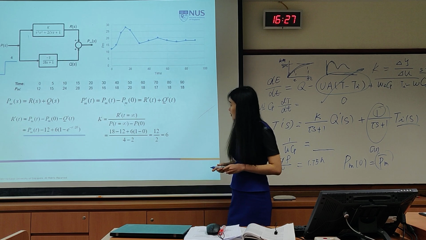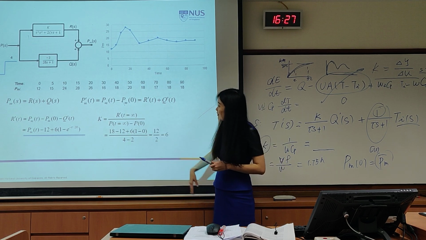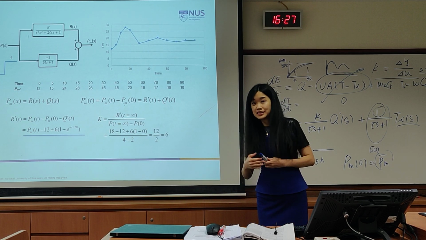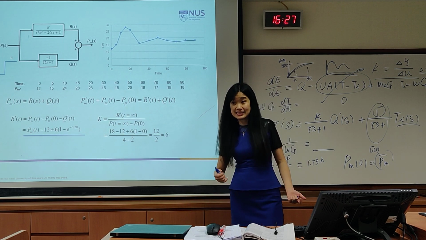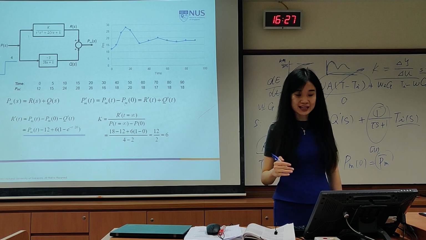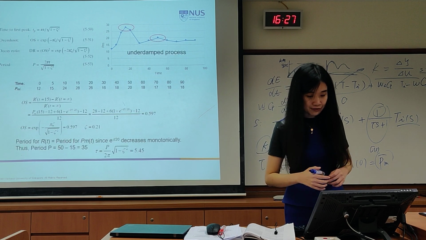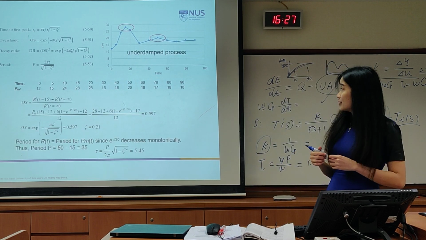This term is 0 as well. And we also know that the P value is a step response, so the change is 2. So directly we are able to calculate the value for K. It's 6. That's for K. And then we need to know the other parameters.